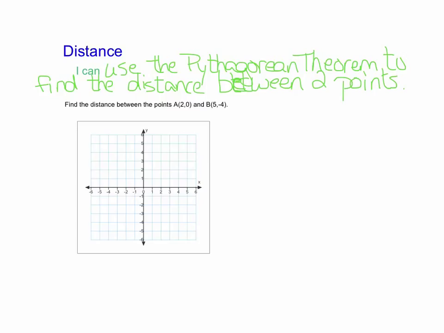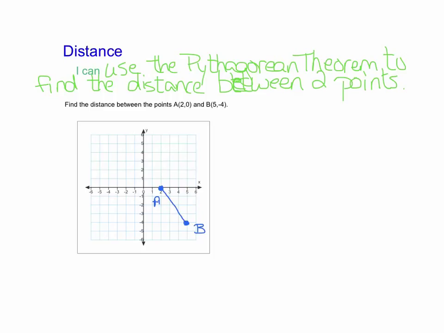Okay? All right, so what they're going to do, they're going to give us the coordinates of 2 points. Here, they tell us that A is at 2, 0. So we're going to plot it. That's point A. And they tell us that B is at 5, negative 4. So that point is here. And we want to find the distance from A to B.